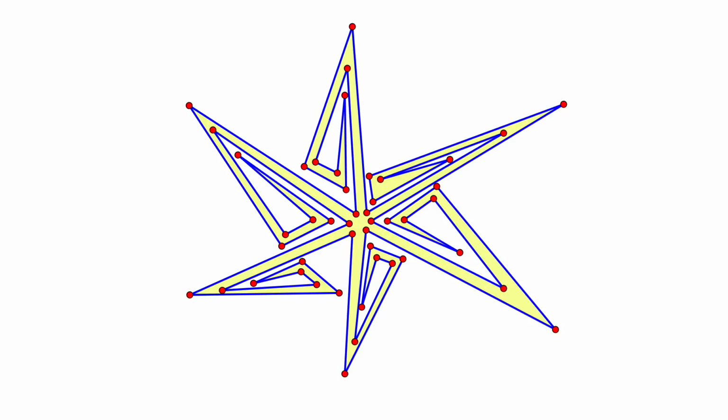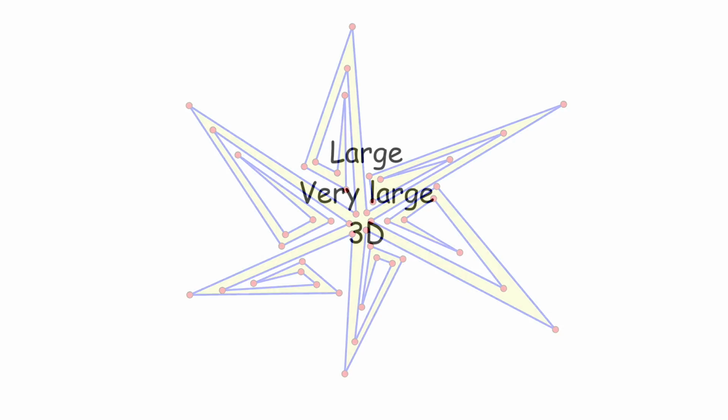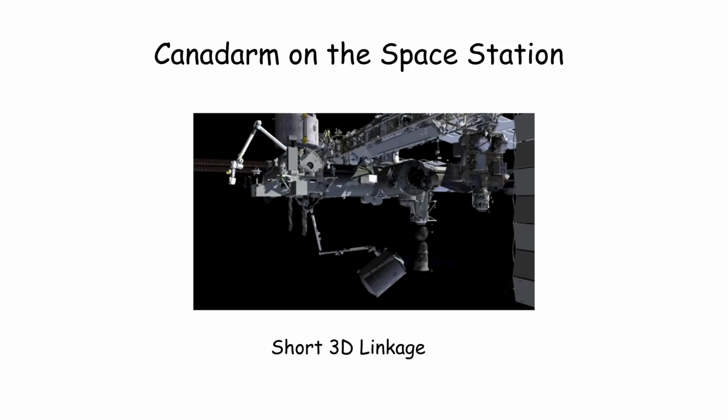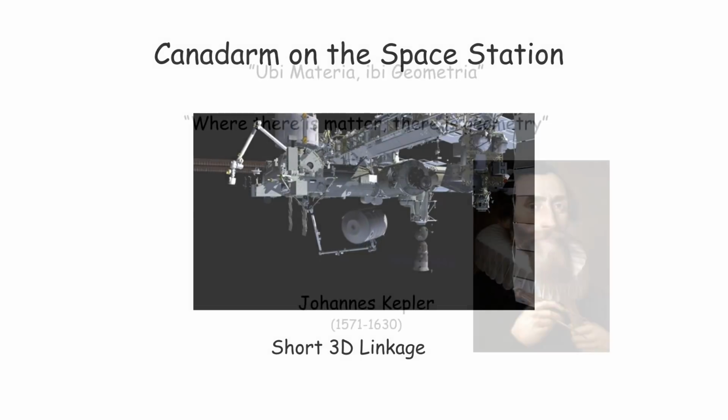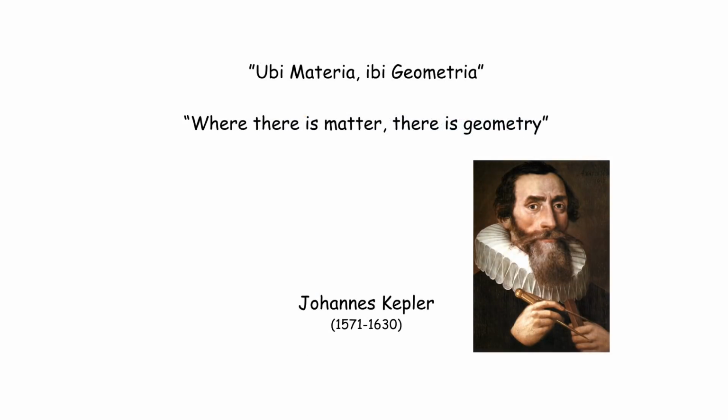So it can be applied not just to simple structures, it can be applied to very convoluted polygons like this, to very large ones. And we would like to do it in 3D, but I'll let you know what we can do in 3D. So first of all, remember that this Canada arm on the space shuttle is short. It just has a few linkages. We don't need a complicated algorithm to handle it. It's not closed, it's open, but it is in 3D. We'd love to understand how to move this in 3D.